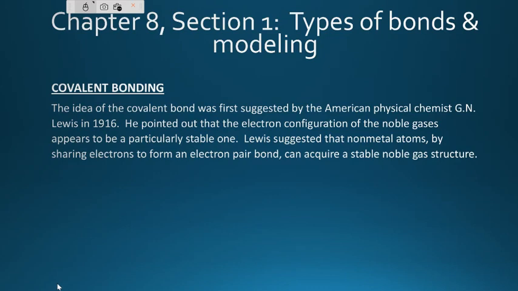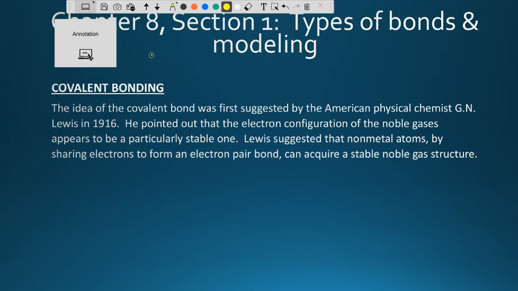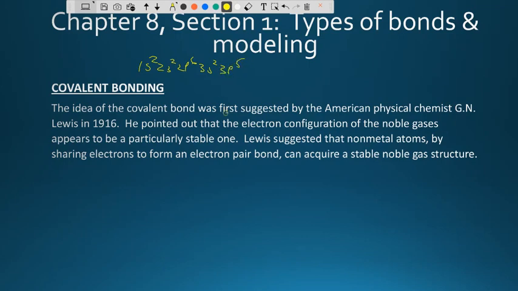All right, so the rest of this chapter is really going to be focusing on covalent bonding. It was first suggested by the physical chemist Lewis. Now remember, we did do a quick introduction. If I was going to do, say for example, chlorine, 1s2, 2s2, 2p6, 3s2, 3p5. All right, you'll recognize this name of Lewis because the Lewis dot diagrams came out of his observations here.